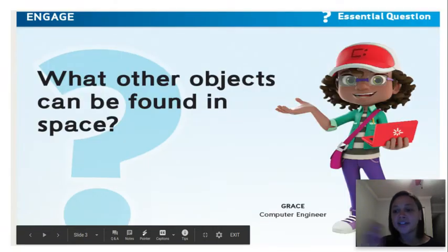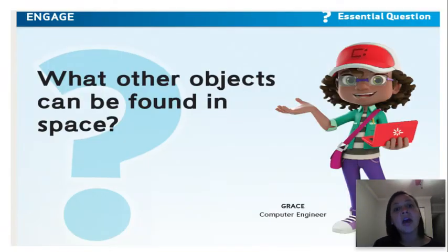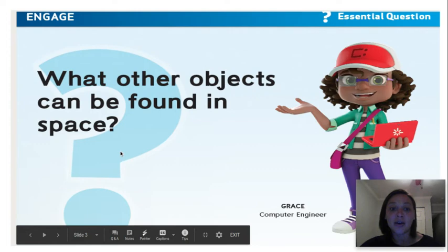All right, so here's our essential question that was introduced last week. What other objects can be found in space? And so we already know that planets, stars, and moons can be found in space. Well, today we're going to be learning about some other objects that you maybe already know can be found in space or made a prediction about being found in space. We're going to learn about those objects and their characteristics.